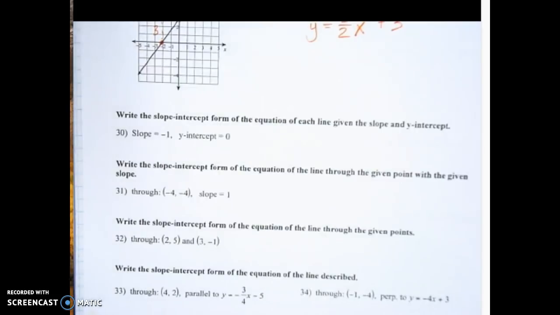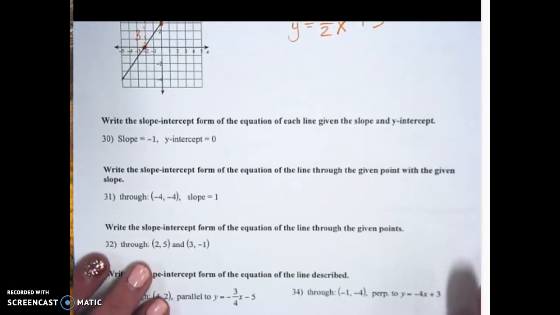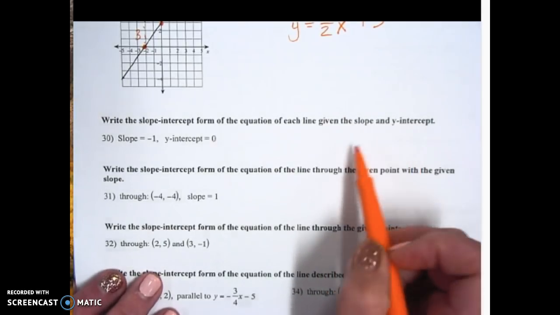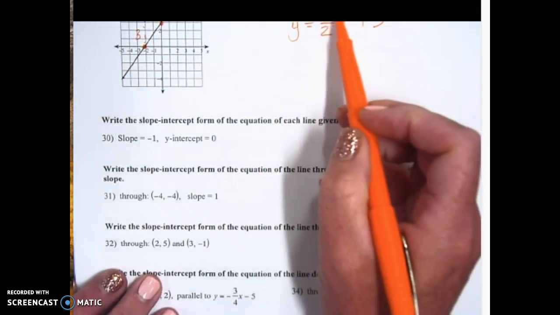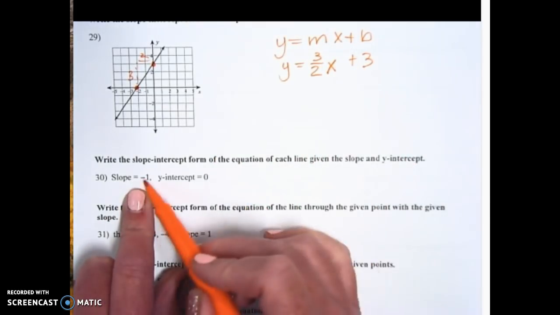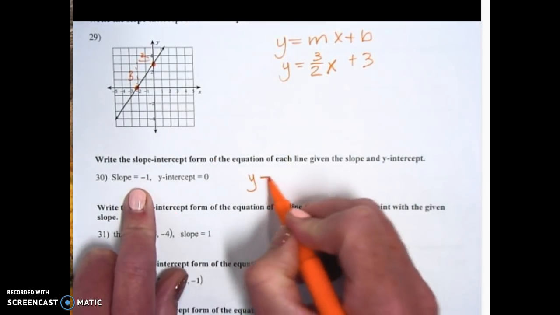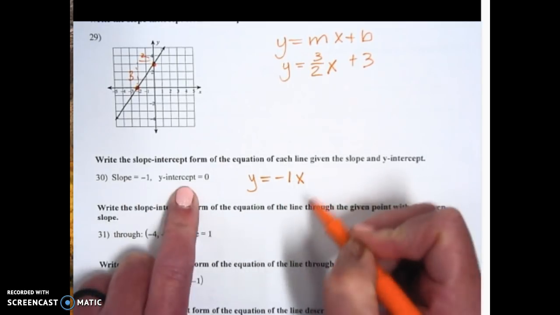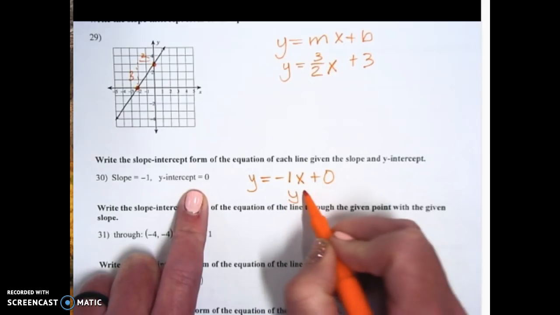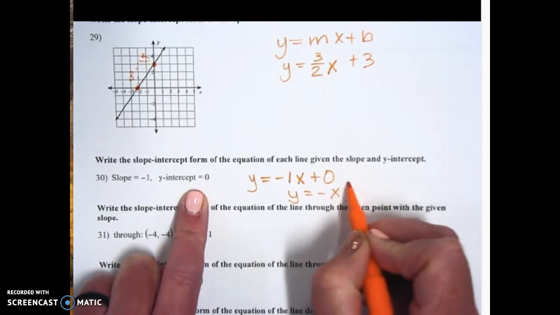Number 30, write the slope-intercept form of the equation of the line given the slope and the y-intercept. So it just goes into the same equation, y equals mx plus b, where the slope, negative 1, goes in for m, and the y-intercept 0 goes in for b. You can simplify this just to y equals negative x.